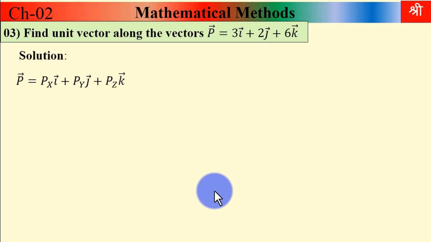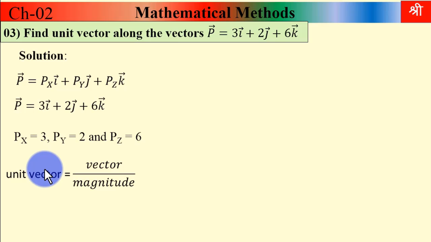How to solve this example? Vector p in terms of rectangular components is written like this. The given vector is 3i plus 2j plus 6k. If we compare these two, we get px equal to 3, py equal to 2 and pz equal to 6. Now to find the unit vector means any vector divided by its magnitude. So we have to divide this vector p by its magnitude, and we know the formula to determine magnitude: square root of px square plus py square plus pz square.